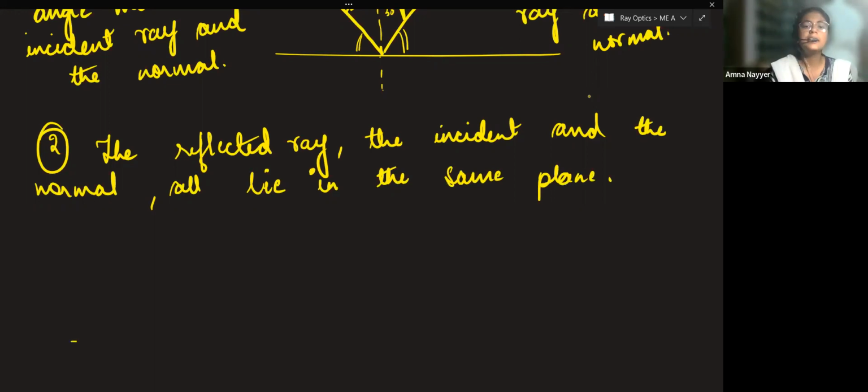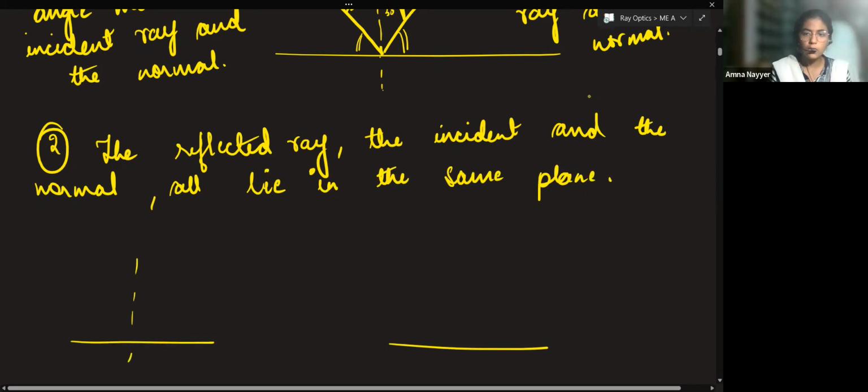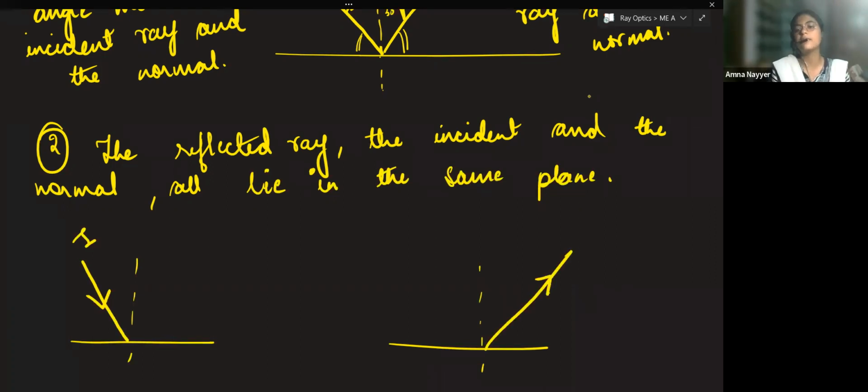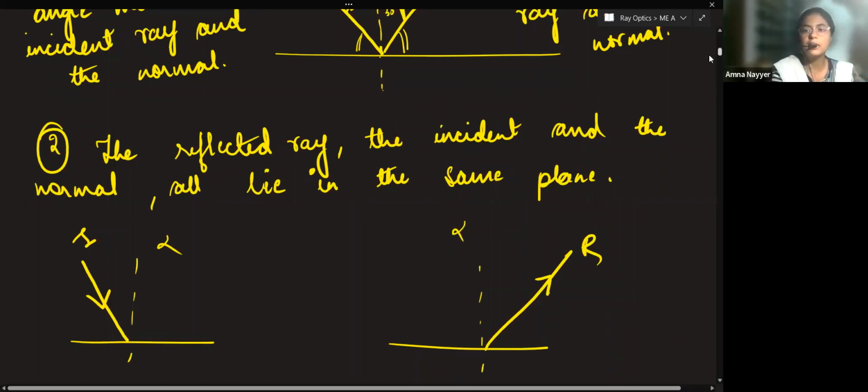This means this is one surface, this is another surface. This is the normal to this surface. If the ray of light is incident on this surface, it will not happen that the light ray is getting reflected on this surface. This is not possible.